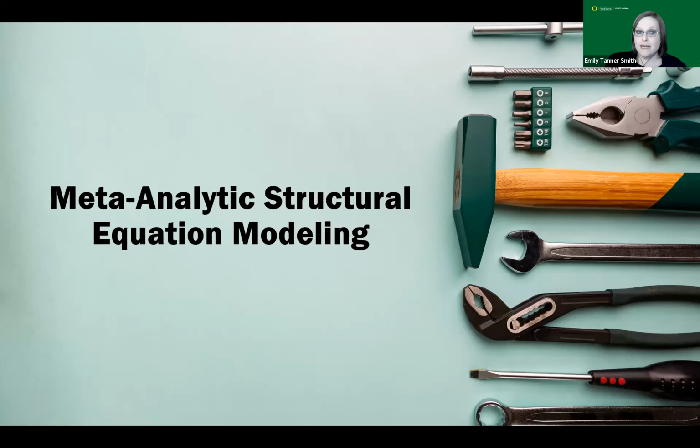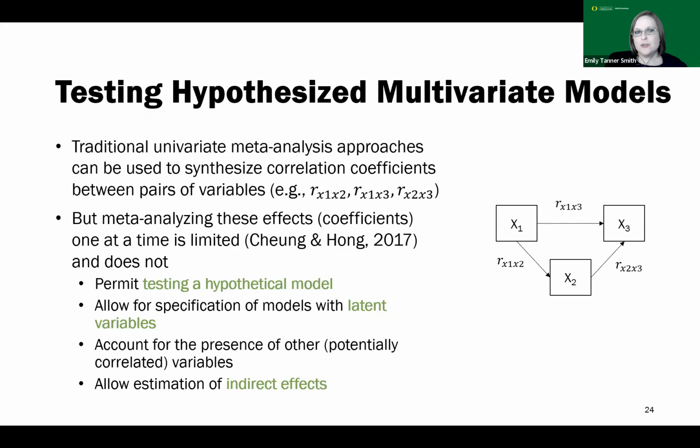All right, so the final meta-analytic method that we're going to add to your toolkit today is meta-analytic structural equation modeling. So the traditional univariate meta-analysis approaches that we've discussed so far can be incredibly useful for us if we want to synthesize evidence about correlation coefficients between pairs of variables. So for instance, say we're interested in the linear associations between three variables, x1, x2, and x3. Well, we could use traditional meta-analysis approaches to conduct three separate meta-analyses, right? One meta-analysis that combines the correlations between x1 and x2, a second meta-analysis that combines the correlations between x1 and x3, and then a third meta-analysis combining the correlations between x2 and x3.